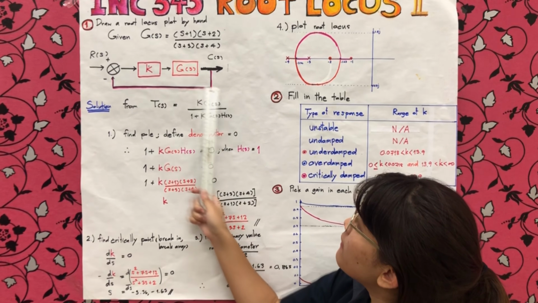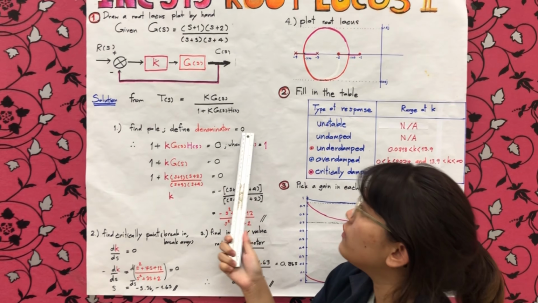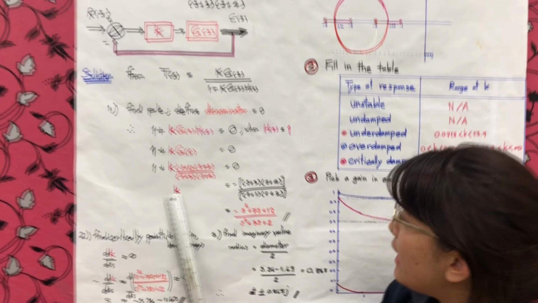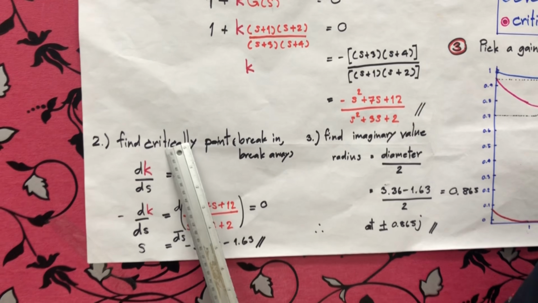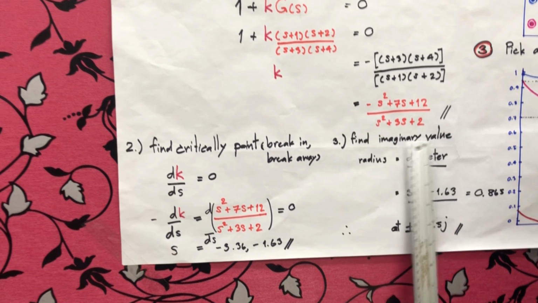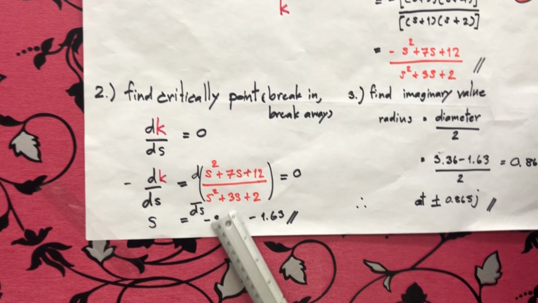Therefore, you use the transfer function to find the poles, and you define the denominator equal to 0. Substitute G(s) as this term and you can get the equation of K. Then you find the critical points, the break-in and break-away. You must take the derivative of the equation of K with respect to s. You can guess values of s and take them to plot the graph.